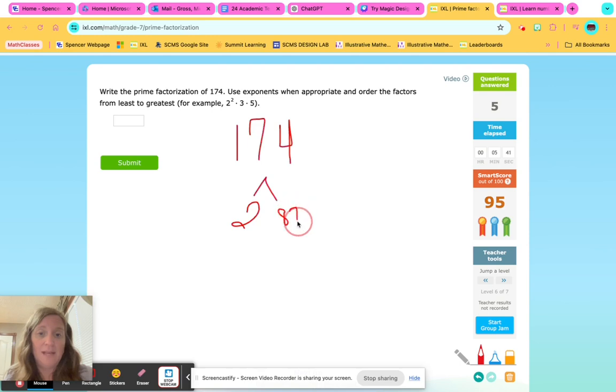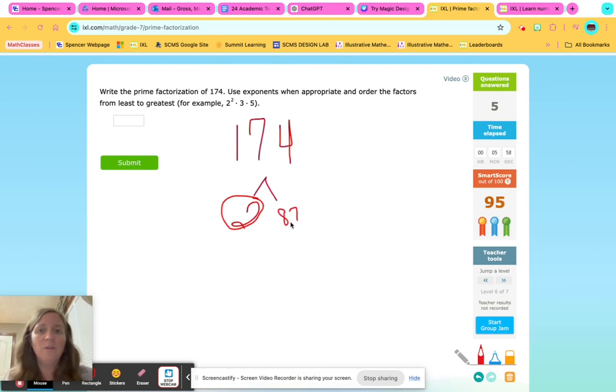Because 2 times 80 is 160. 2 times 7 is 14. So 2 times 87. Well, I know 2 is prime, but then I get to 87 and I'm like, okay, this is an odd number, so it's not divisible by 2, but is it divisible by 3?